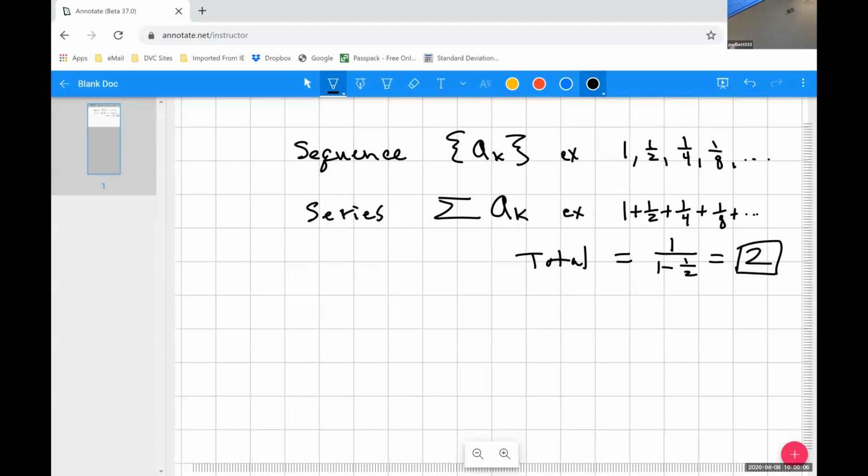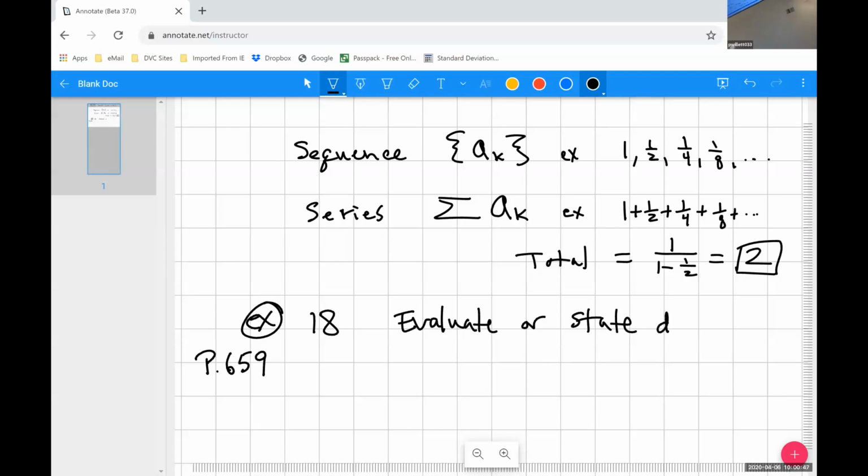Okay, so consider as an example, and this is on page 659. So this is the review exercises for all of chapter 8, and I'm going to grab maybe 18. So number 18, it says, evaluate the following infinite series or state that the series diverges.